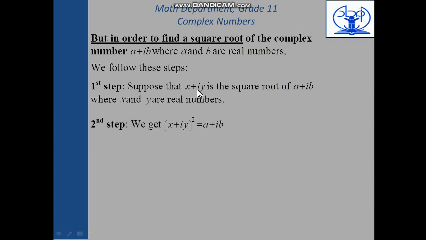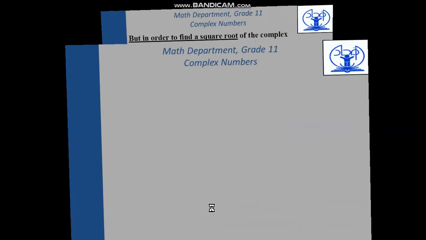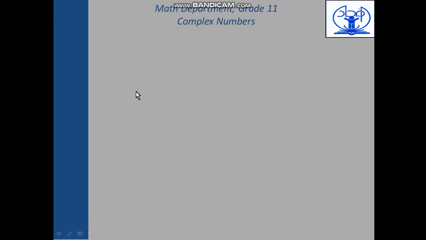Second step: since x plus iy is a square root of a plus ib, (x plus iy) squared is equal to a plus ib. Third step: we solve the system. When we develop this one, we get as a real part x squared minus y squared equal to the real part here, a. The imaginary part here will be 2xy, and we put it equal to the imaginary part of the second member, equal to b, to calculate x and y. When we have x and y, we get 2 square roots, and we will see that on the example.